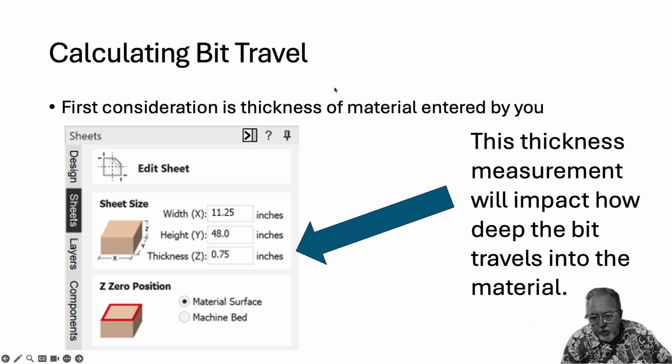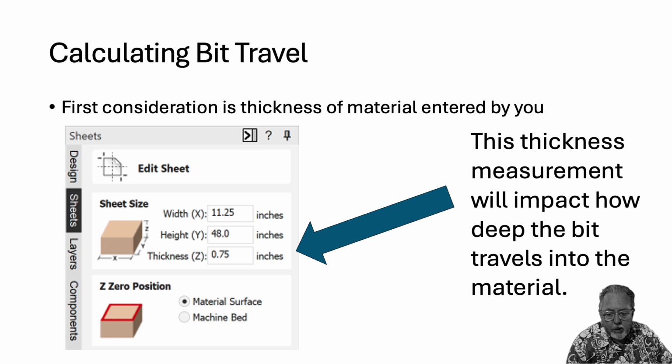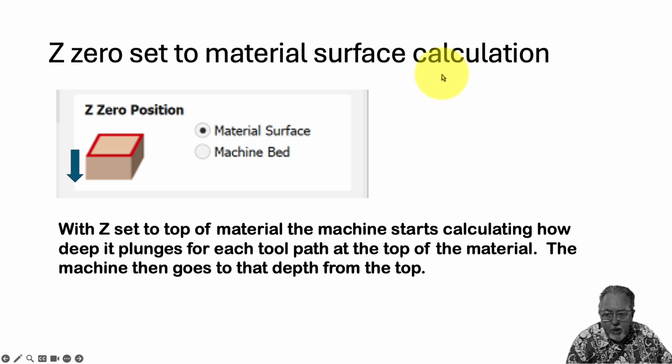Our first consideration is recognizing the thickness of the material entered by us in the software. This 0.75 inches is critical to whichever decision we make, but it makes a significant difference on what will happen with the bit travel depending on what we're telling it to do. And for that reason, if we are zeroing off the material surface, the calculation of how deep the bit goes in is set directly by its measurement off the surface of the material. So if I tell that bit to go in 0.5 inches, it's going to go in 0.5 inches from the top straight down.